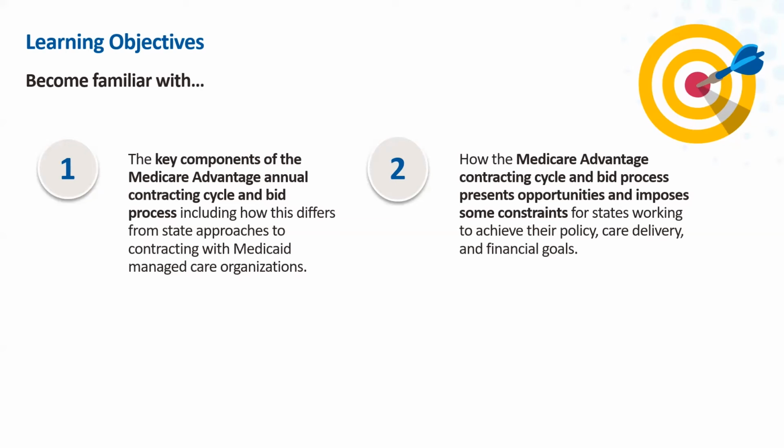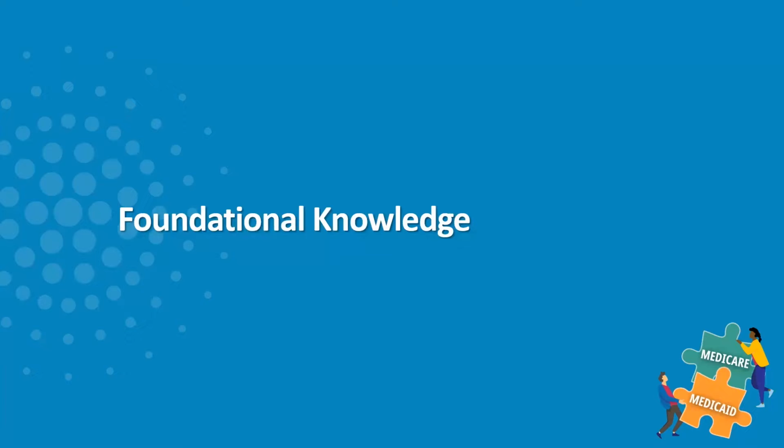By the end of this training video, you can expect to become familiar with the key components of the Medicare Advantage annual contracting cycle and bid process, including how this differs from state approaches to contracting with Medicaid managed care organizations, and how the Medicare Advantage contracting cycle and bid process presents opportunities for states to achieve their policy, care delivery, and financial goals, while also imposing some constraints on their ability to do so. Let's dive into our foundational knowledge.